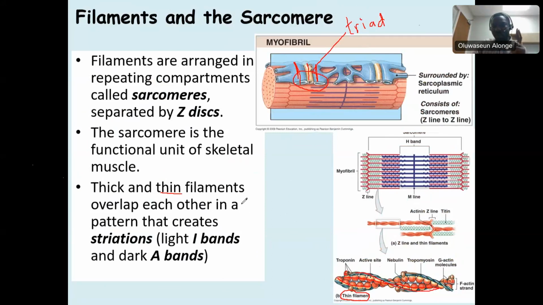Now, there are two categories of proteins that are very necessary for this process. The first category is the contractile proteins. We call those actin and myosin. The second category of protein, we call regulatory proteins. And those proteins are troponin and tropomyosin.